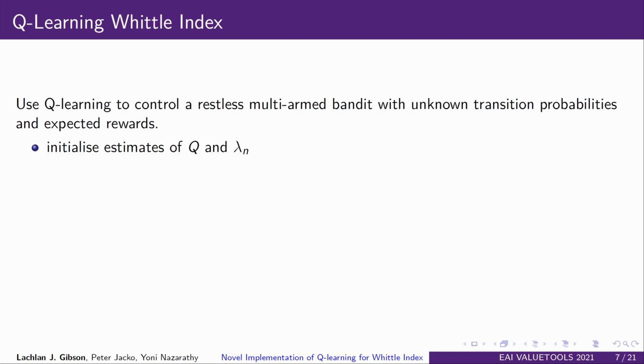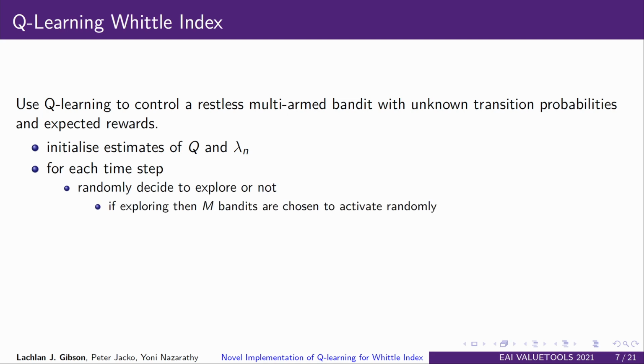Initial estimates of Q values and Whittle indices are produced, usually as 0 or random values. Then for each time step of control, the controller decides whether or not to explore. If the controller explores, it will randomly choose M projects to activate.